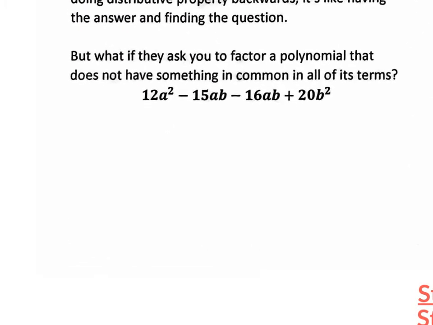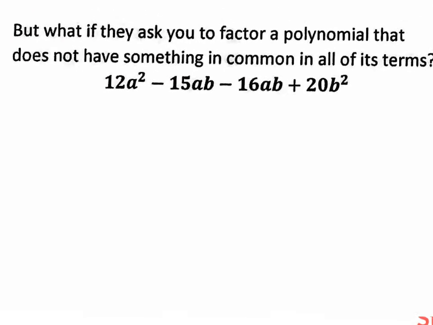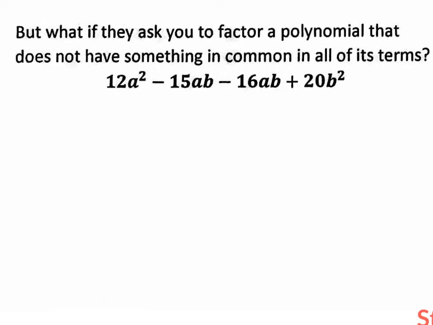start reviewing right there, because what if I asked you to factor a polynomial that does not have something in common in all of its terms? As you can see here, you might be thinking, oh, 12 and 15, I could pull out a 3. I could pull out a 3 from here, a 3 from there. Wait a minute, I can't pull out a 3 from there. Or you might be thinking, oh, I could pull out an a from all the terms. There's an a squared there, there's an a there, there's an a there, but there's no a over here. How about b's? Well, there's b's, b's, b's, but there's no b here. So there is no GCF that you could pull out of all 4 terms at the same time.